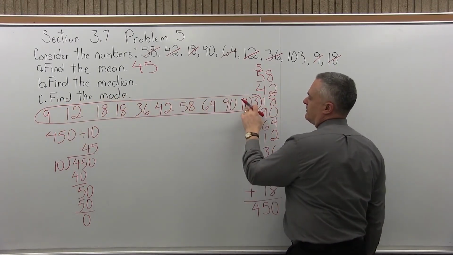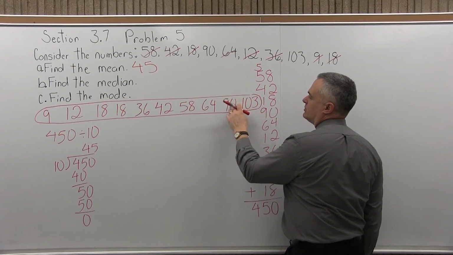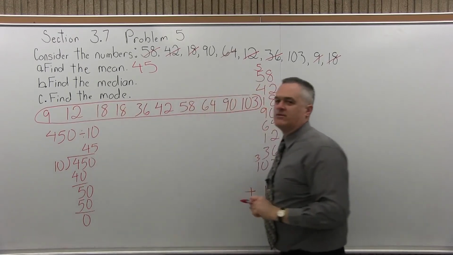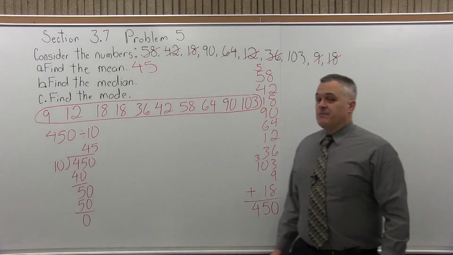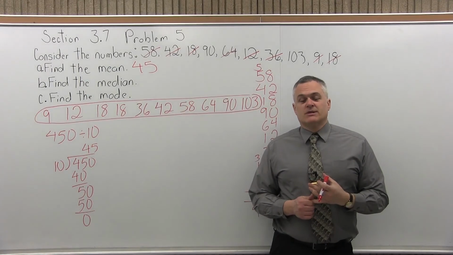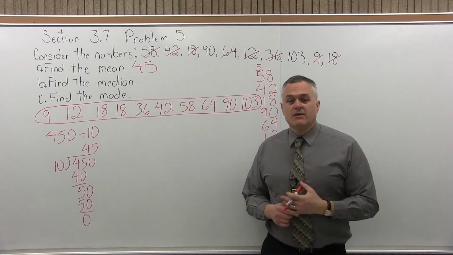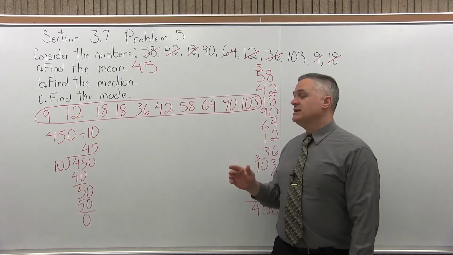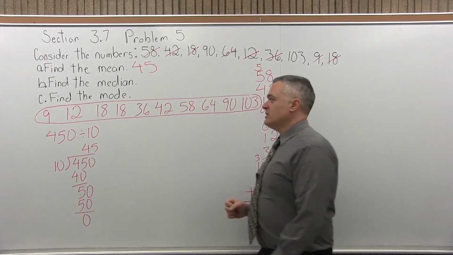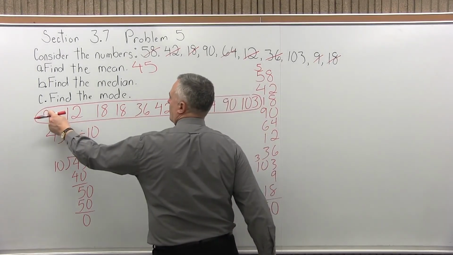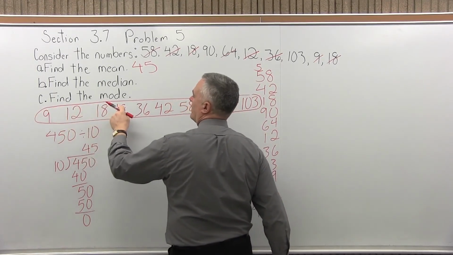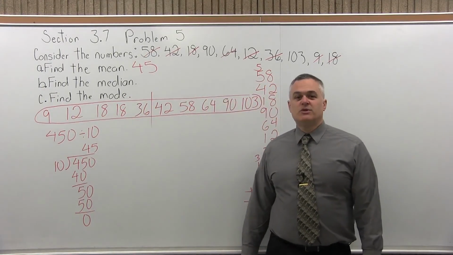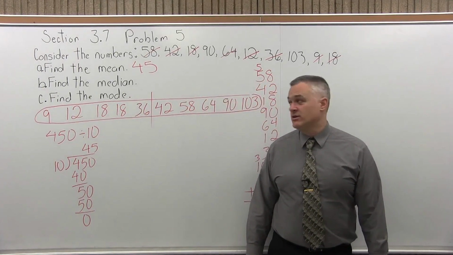Let me verify that I have 10 numbers. I didn't miss any. 1, 2, 3, 4, 5, 6, 7, 8, 9, 10. So I do have them all. Now, if I had an odd amount of numbers, there would be one number right in the middle. That would be my median. Now I don't. I have 10 numbers. 10 is even. So the median splits the middle two. So I have 10. Let me count in 5. 1, 2, 3, 4, 5. So the center of the list occurs between the 36 and the 42.